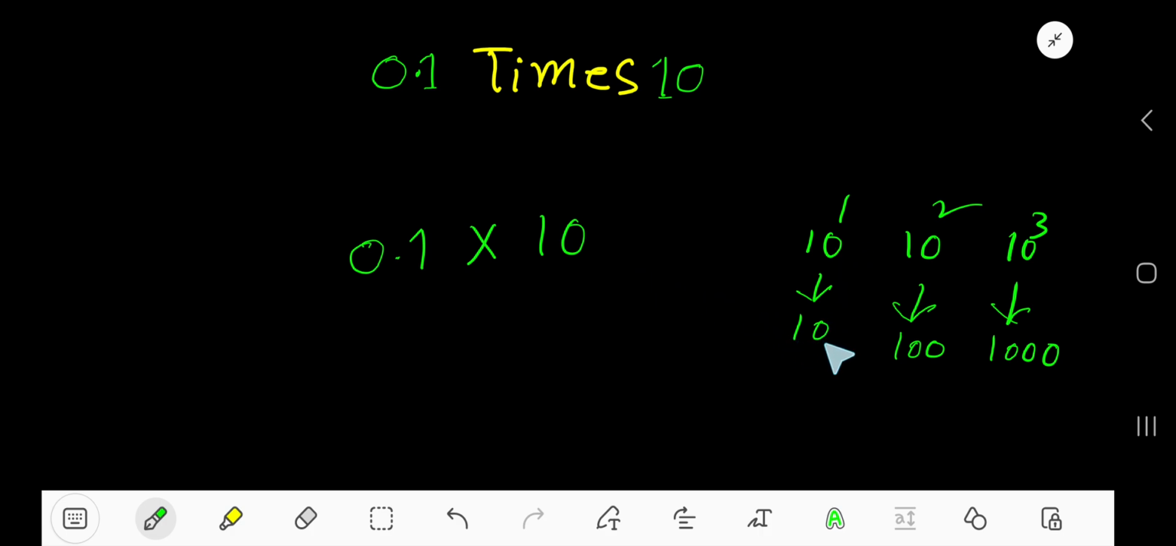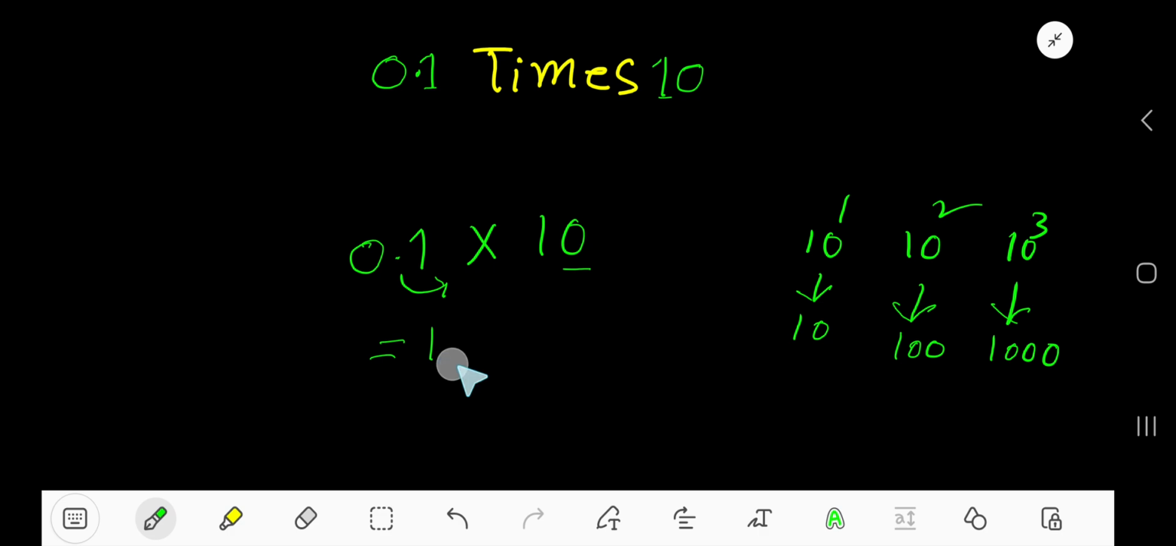10 to the power 1 means 10, right? 10 to the power 2 means 100. So this is a power of 10. So if you want to multiply this factor by a power of 10, just count the number of 0s. So there is one 0, so the decimal point will move one digit to the right, that is here.